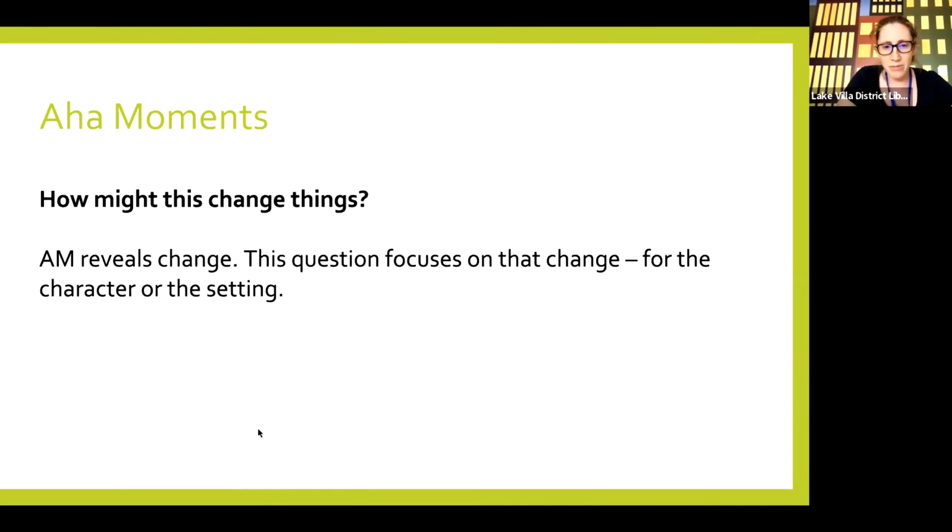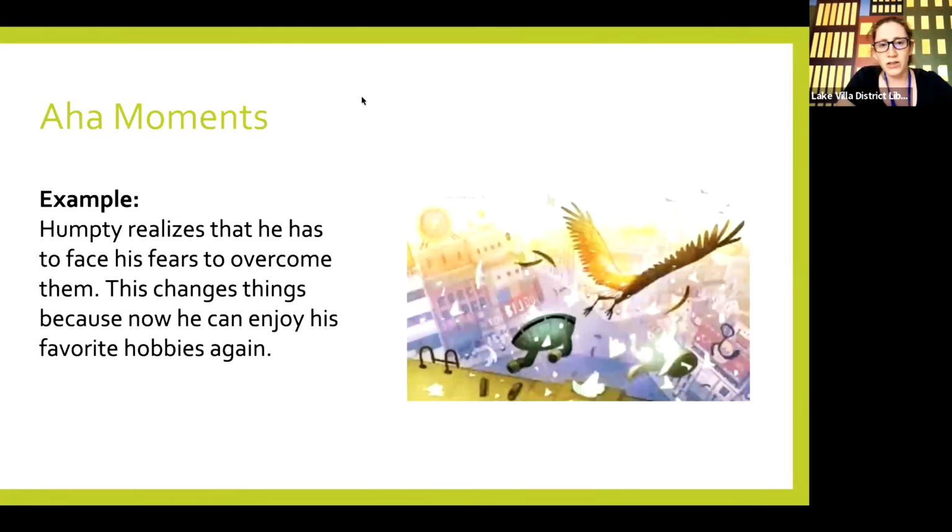So the scene that I put on, and I feel like there's several in this book. So I would also talk to students and be like, sometimes there's multiple signposts. So it's not always just one right answer, right? So I had this scene where he's flying off the ledge. Says Humpty realizes that he has to face his fears to overcome them. This changes things because now he can enjoy his favorite hobbies again.